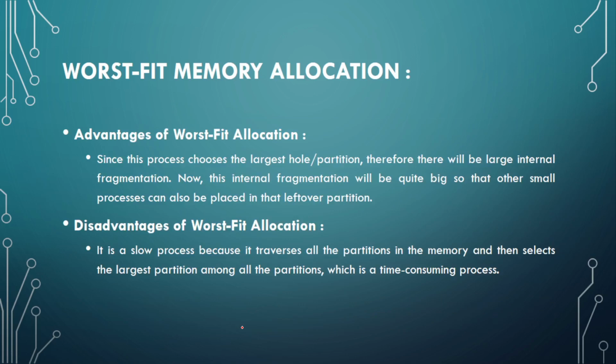The advantage of worst fit allocation: since this process chooses the largest hole or partition, there will be a large internal fragmentation. Now, this leftover will be quite big so that other small processes can also be placed in the leftover partition. The disadvantage here is that it is a slow process because it traverses all the partitions in the memory and then selects the largest partition among all the partitions, which is a time consuming process.